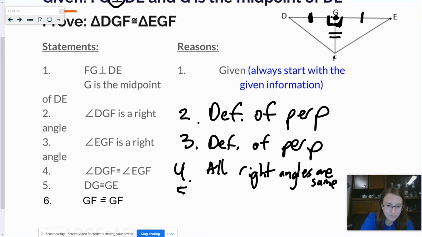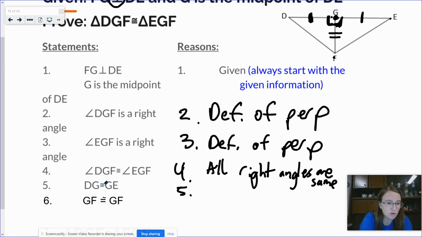Okay, let's go to number 5. So we look at the statement. We give the reason for why we're allowed to say that. So here's what we do. We ping pong around. We look at the statement. We look back up at the picture. We come down and give our reason after looking at the picture.